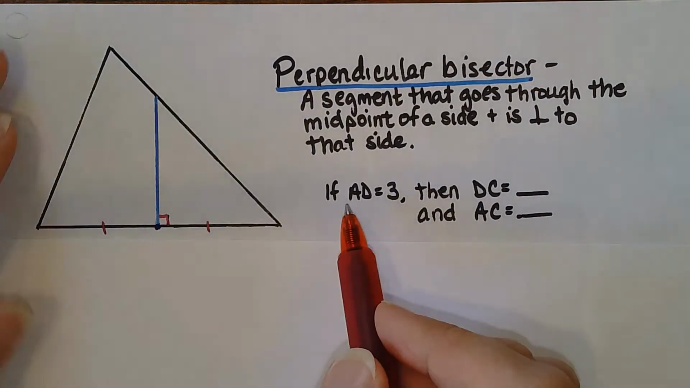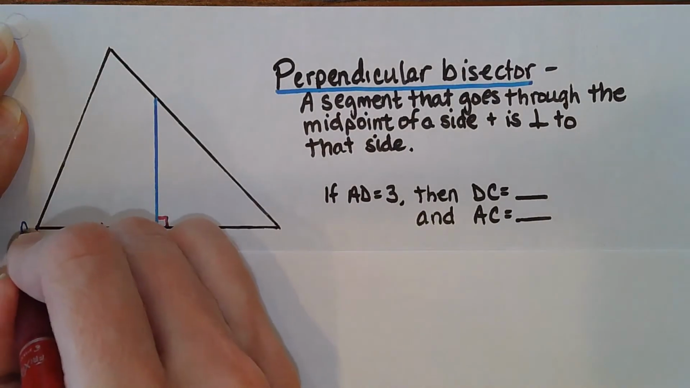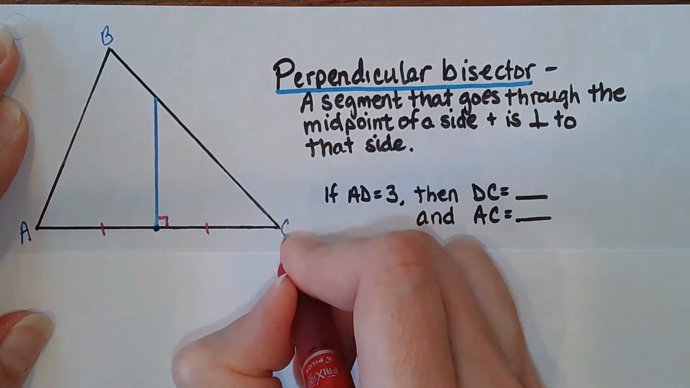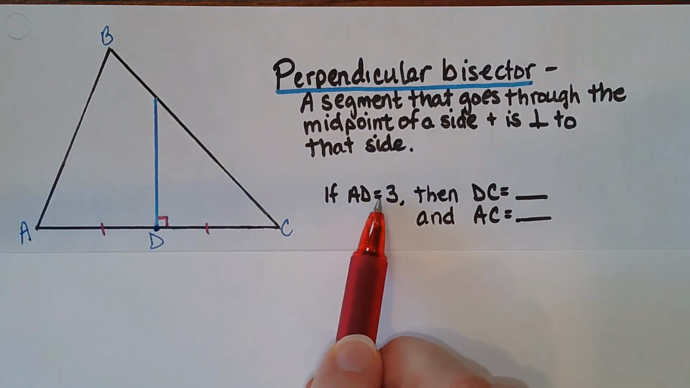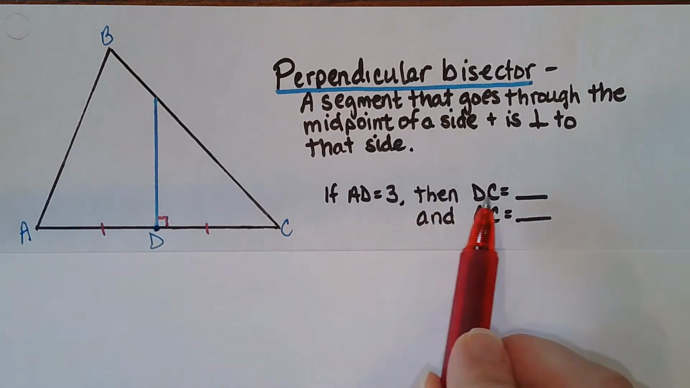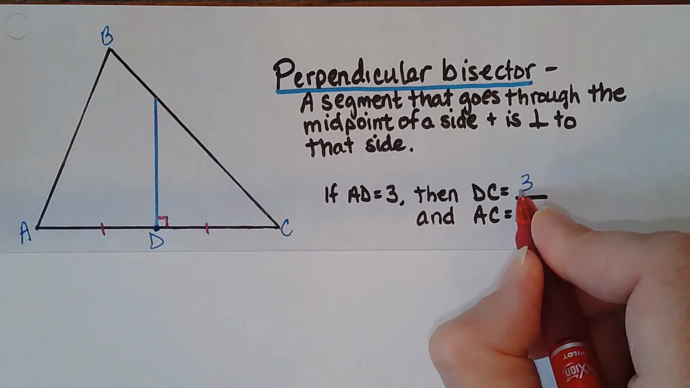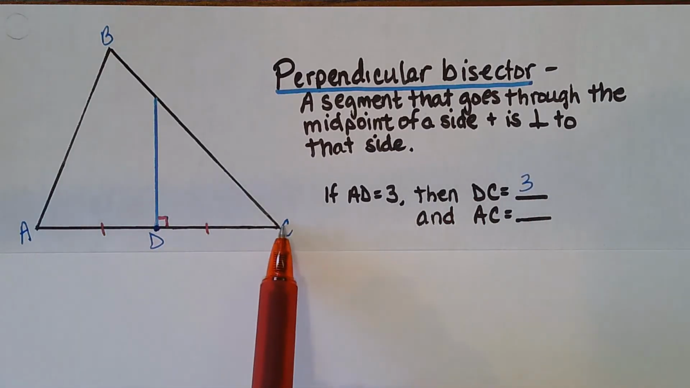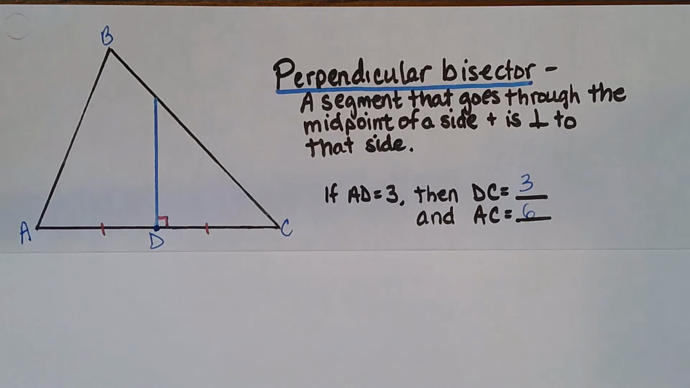For example, let me label my triangle. If I label this A, B, C, and D, and let's say I know that AD is 3. So the distance from A to D is 3. Then I can figure out the distance from D to C should be the same, right? These are congruent, so this would also be 3. And the distance from A to C would be all of that together, right? 3 plus 3, so AC would be 6. So if I have a perpendicular bisector, I can figure something out about the side lengths.